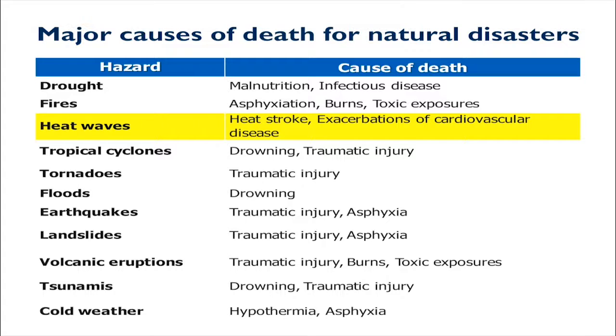Of course, the major cause of death in heat wave disasters is heat stroke. And what happens in heat stroke is the body is heated to the point where it can no longer cool itself down using its own mechanism. So we need medical intervention in these cases. These are very serious health effects when we talk about heat stroke.